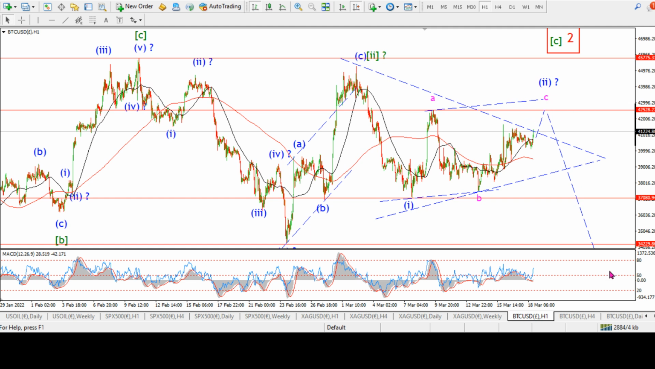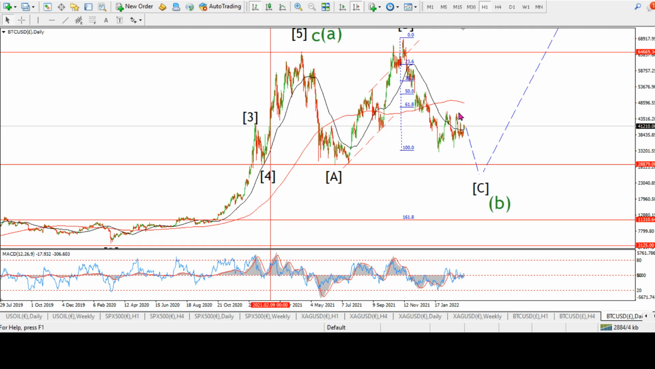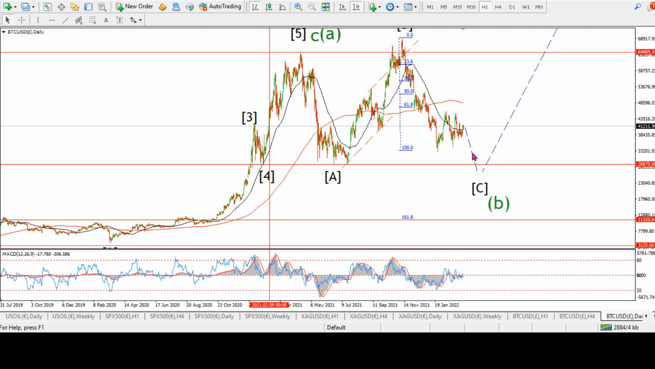and then we turn lower into a third of a third of a third decline, which would be notable, I think, very much so notable. That would bring us all the way back towards below 20,000, let's say, in this scenario. The alternate count is for this C wave to complete. There's that triangle again. Here's the daily count.